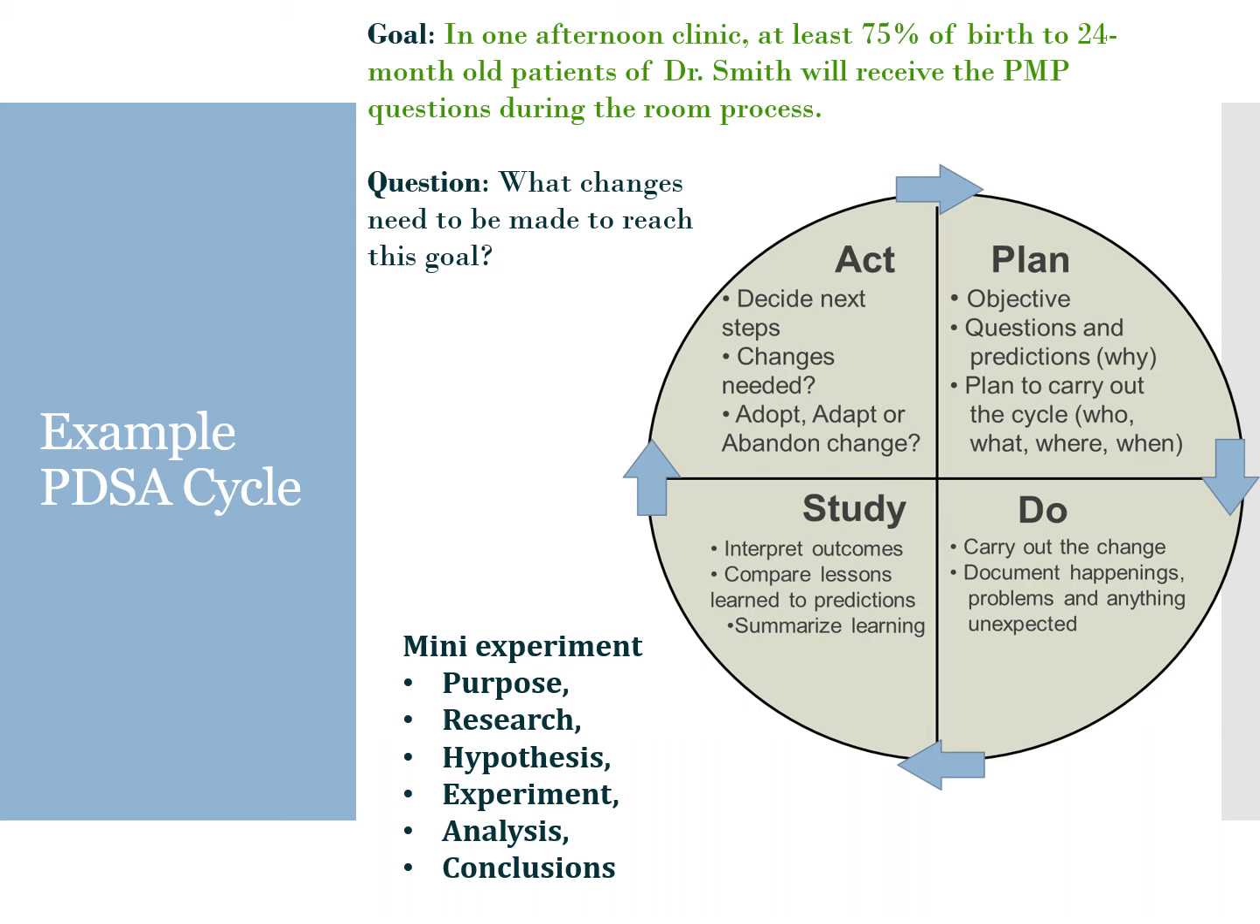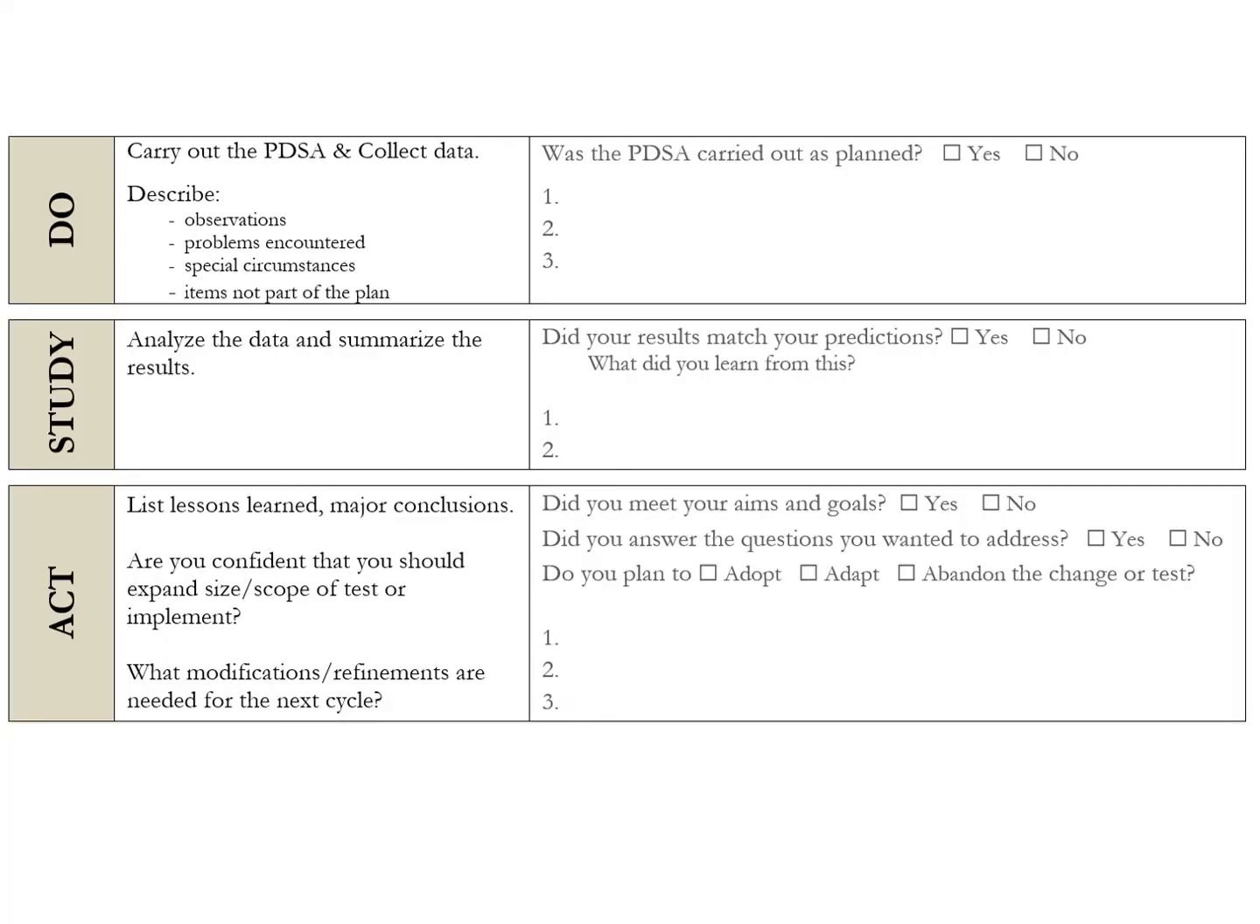And it's really helpful to think of this as a mini science experiment back from grade school. We have our purpose, we've done some research, and we've made a hypothesis in the plan phase. We're going to carry out the experiment now, and then we'll come back and analyze our results in the study phase and make some conclusions in the act phase. So then we can move on to the second half of the PDSA worksheet.